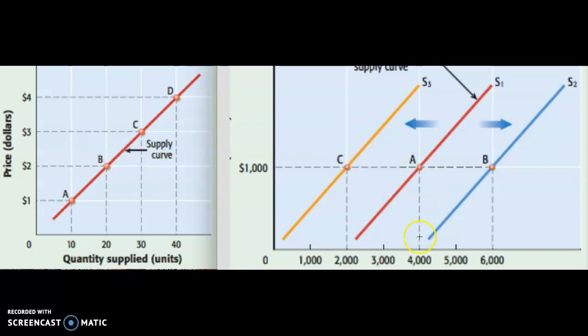Let's say we're starting at point A, and since I used the assembly line for the example, at point A, Ford produces 4,000 cars. Well, with the invention of the assembly line, maybe they were able to produce 6,000 cars, even though the price they could sell it for stayed the same. Why? Because the technological advance made it more efficient for them to produce cars.